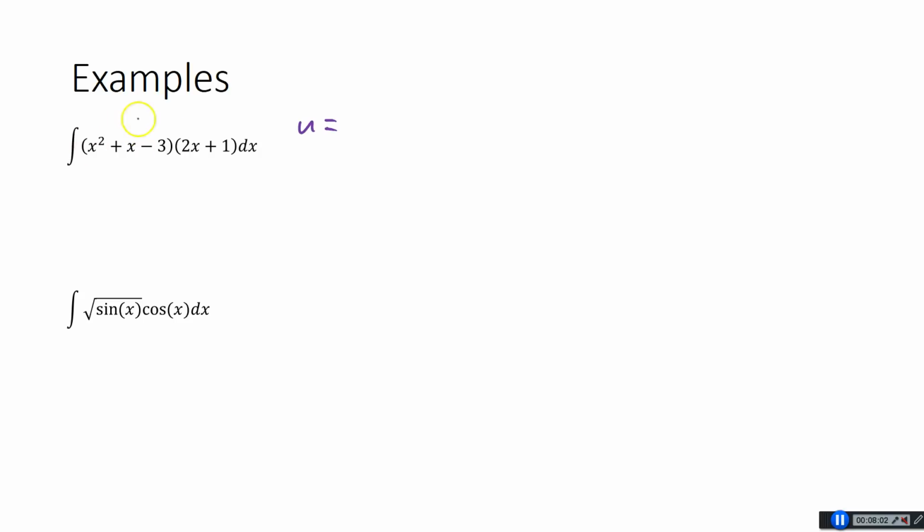But what if I make this whole polynomial my u? Then u would be x squared plus x minus 3. And then du is the derivative of this guy. It's 2x plus 1 dx. Okay, 2x plus 1 dx, hey, look, I have that right here. So this turns into integral u du.